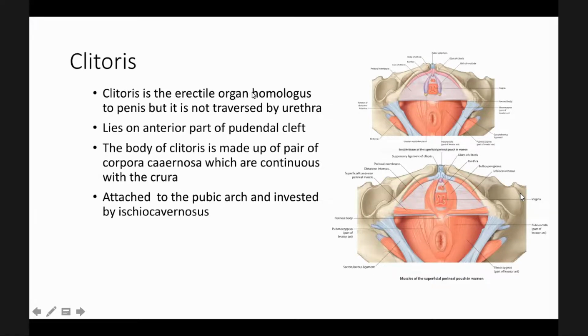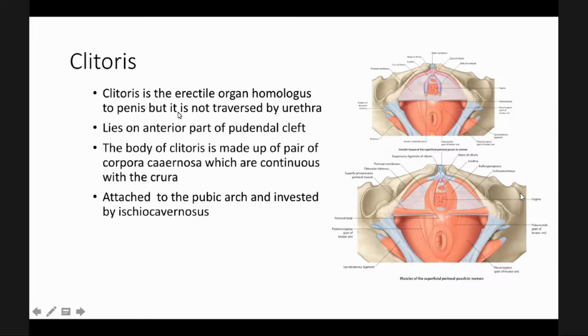Next is the clitoris. The clitoris is the erectile organ homologous to the penis. You have to know most of the homologous structures. The scrotum is homologous to the labia majora, and similarly the clitoris is homologous to the penis, because the whole of the penis is equivalent to just the clitoris. The small projected structure you can find over here is the clitoris, which is equivalent to the male penis, because both of these structures contain erectile tissue.